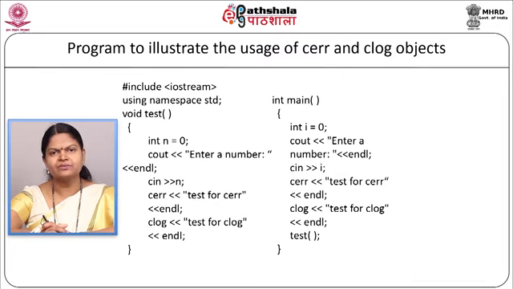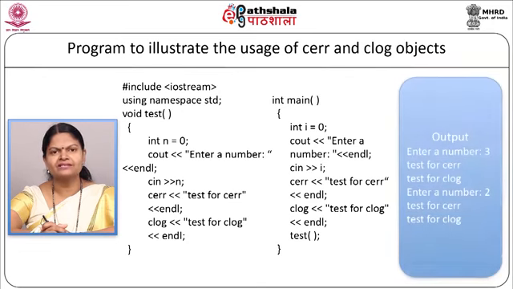Now when this particular program is compiled and executed, it will first ask to enter the number. Suppose the entered number is 3, then it will display the messages test for cerr and test for clog. Then it will ask again to enter the number. Suppose the number entered is 2, then it will display the messages test for cerr and test for clog.